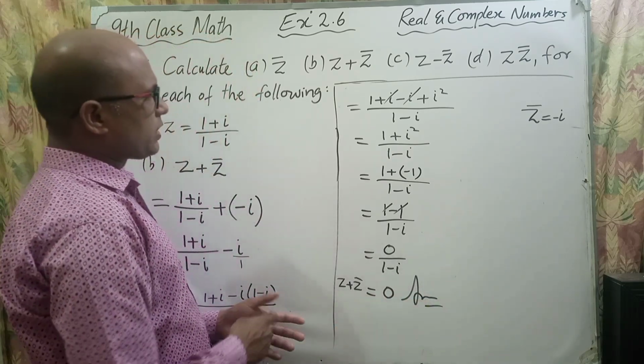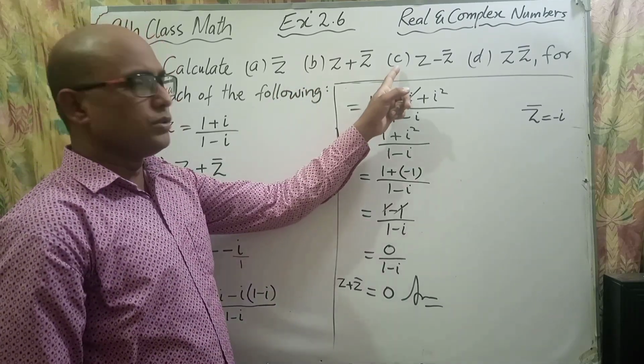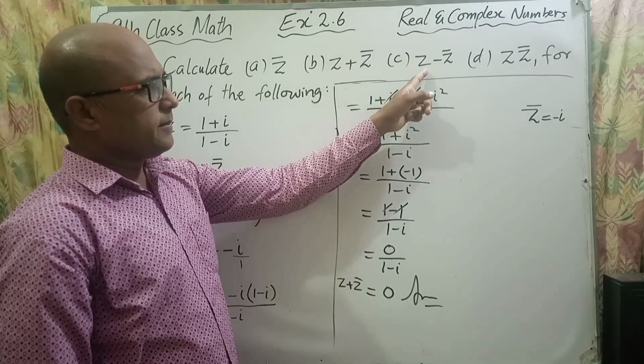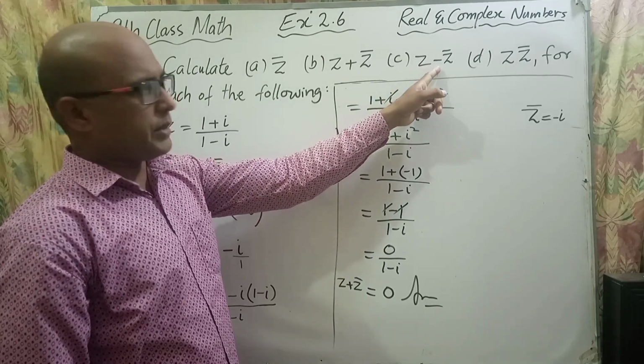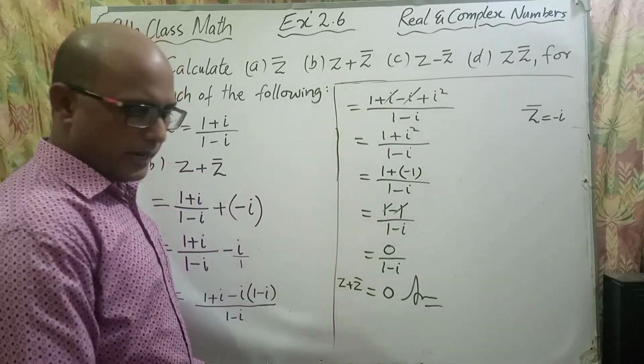So the second part or B part is done. So next we'll do C part, students. In C part there is a subtraction sign between Z and Z bar. So let's do it.